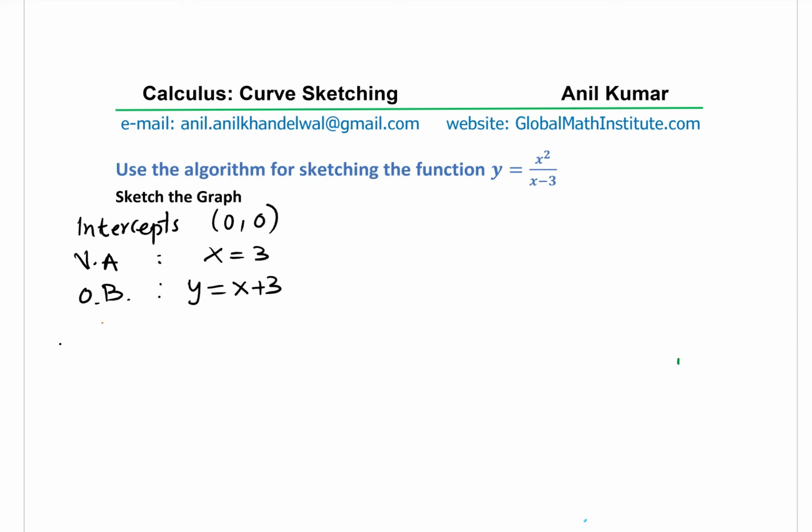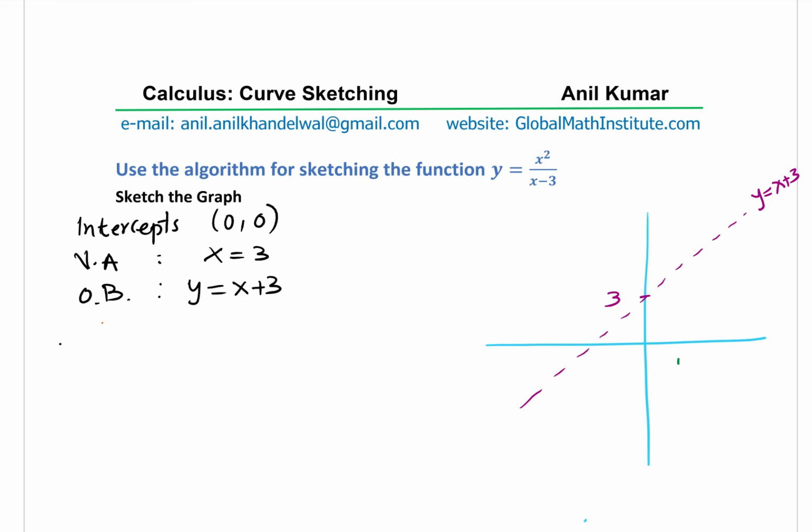These characteristics can be drawn on the graph. So let's begin with this. X plus 3 is an oblique asymptote. So it goes like this, y equals x plus 3, where this point here is 3 and the slope is 1.